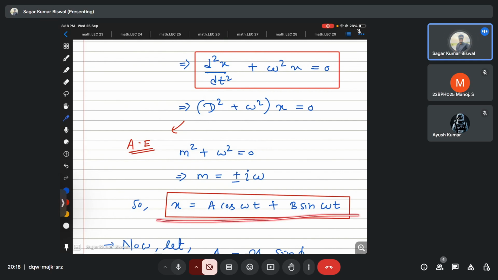Then what is the solution? The solution will be a cos omega t plus b sin omega t. This is from case 3, right? When the roots are complex conjugate of each other, then this will be the solution of the differential equation, right? This is the differential equation, and this is its solution, right? Is it okay?